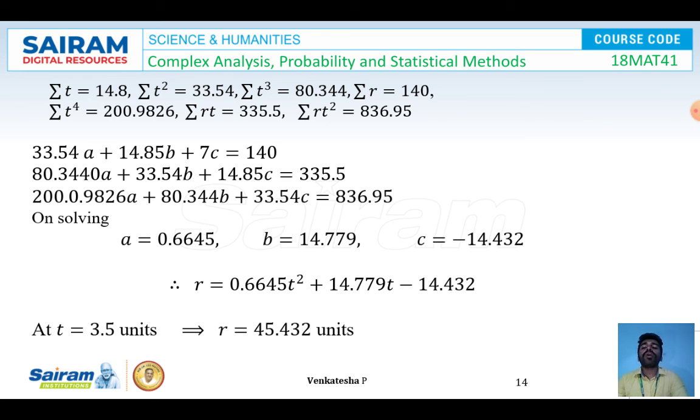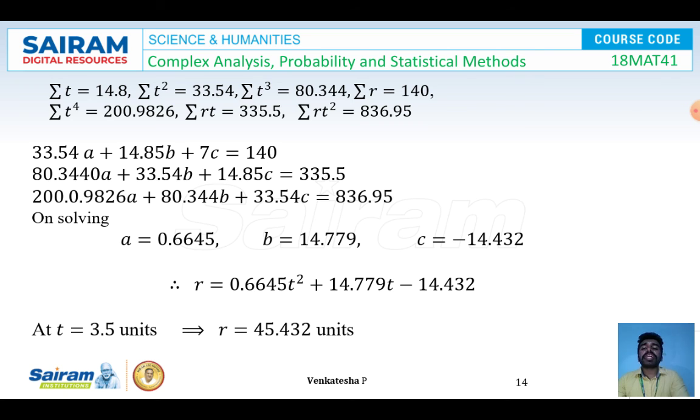So now replacing these values in the normal equations, I got 33.54a + 14.85b + 7c = 140, 80.344a + 33.54b + 14.8c = 335.5, 200.9826a + 80.344b + 33.54c = 836.95.